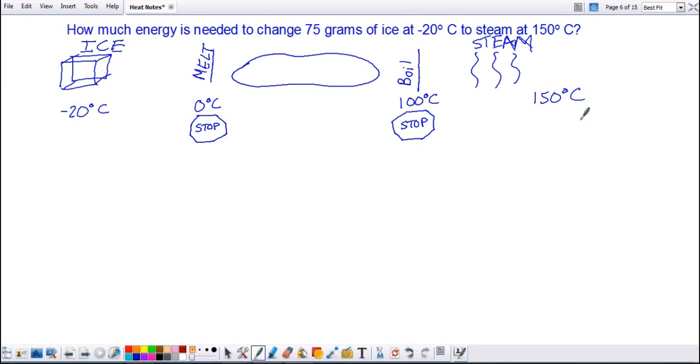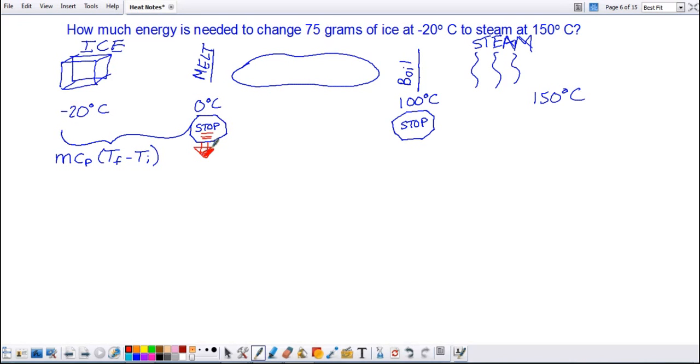So there's a lot going on here. Let's look at each individual section. Right here, the temperature is changing until we get to the melting spot. While the temperature is changing, we're going to use our equation, mc sub p times the change in temperature, and we always do final minus initial. Then what's going to happen right here is it's going to stop changing temperature for a little while, and it's going to change phase.